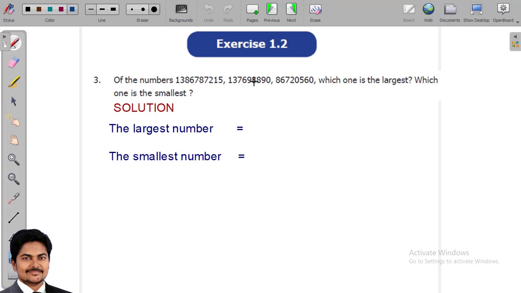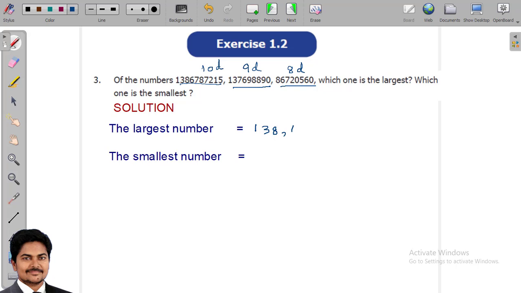So first consider the digits of the given numbers. The first number has 10 digits. The second number has 9 digits. The third number has 8 digits. So we have already known that the number which has more digits is the largest. So here the first number has more digits, so it is the largest number. Write it as the largest number.